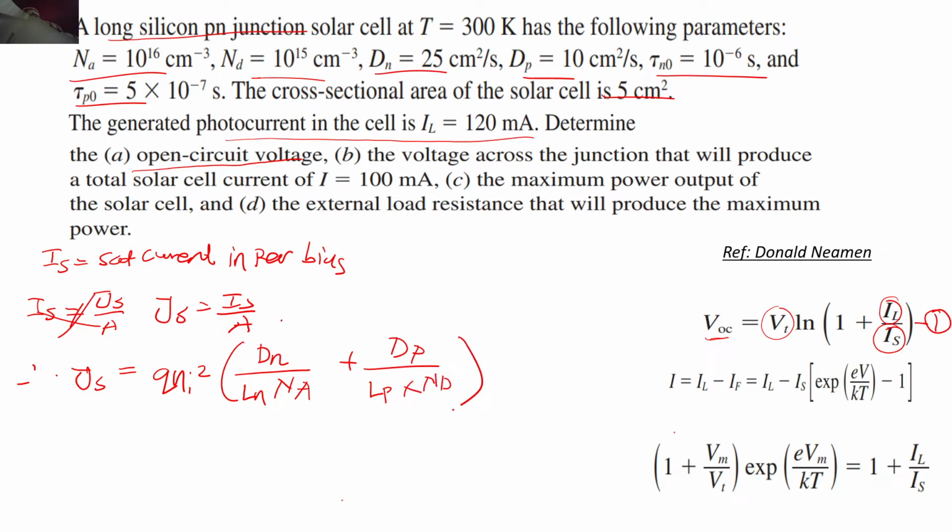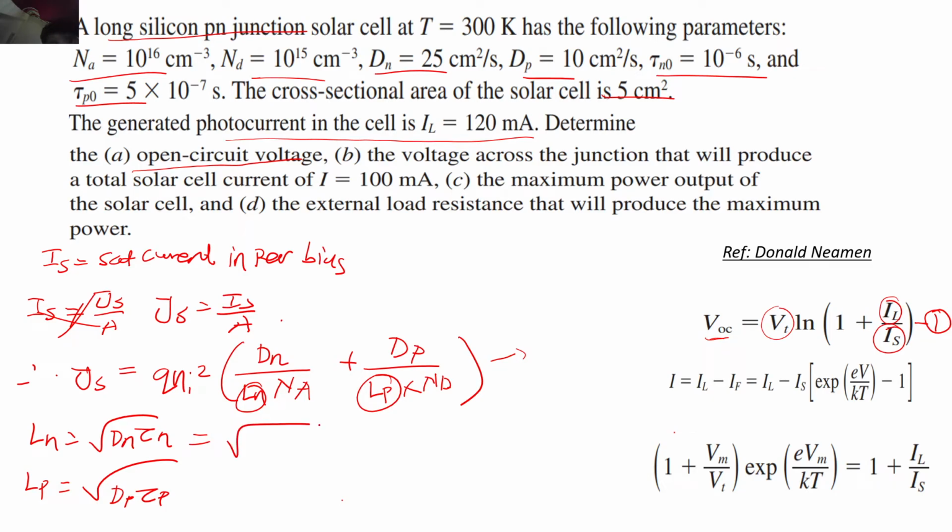I hope you guys remember this equation. If you have forgotten it, then please go back to the lecture materials of the PN junction diode. So let's check everything. The thing in this equation I don't know is the value of Ln and Lp. But I know that Ln is root of Dn times tau n, and Lp is root of Dp times tau p. So let's substitute it. The value of Dn is 25, and the value of tau n is 10 to the power minus 6. So it will come out to be 5 into 10 to the power minus 3.